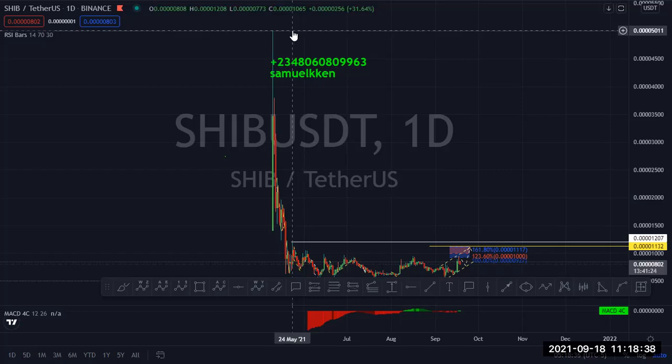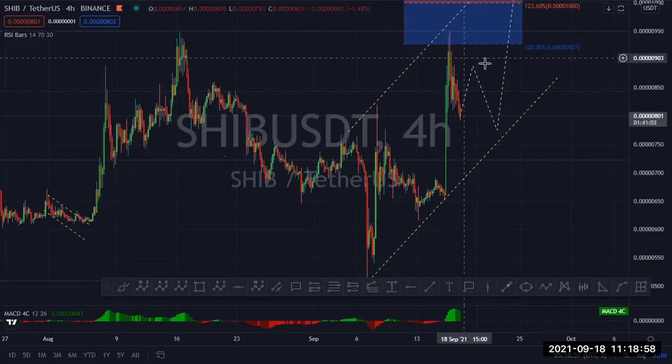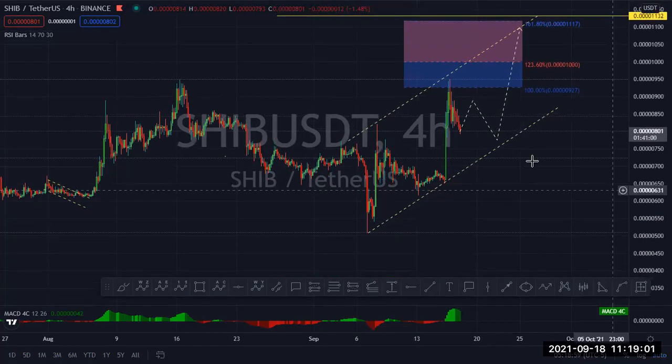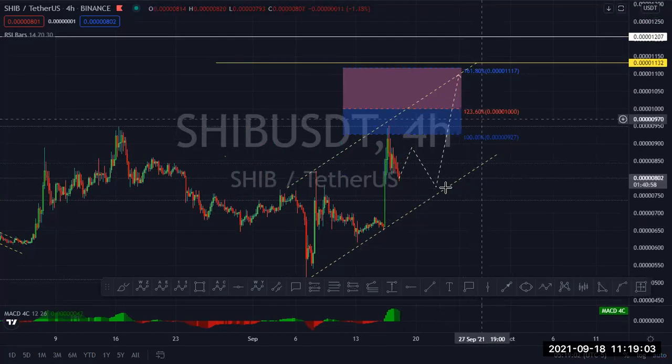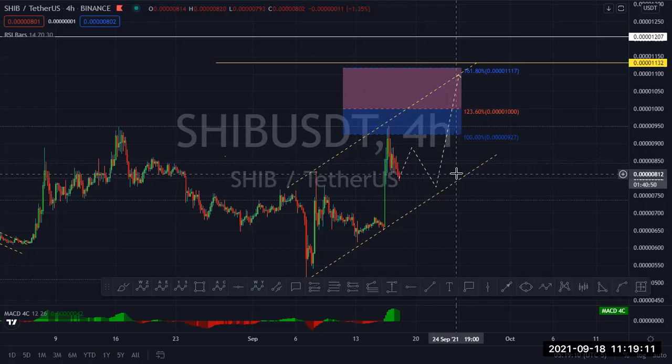We expect Shiba to come to this level again. 0.000. How much is this? 4 zeros, 499. Until Shiba comes back to this level, it is still not performing well. So until it comes to that level, for now, let's look at what happens within this channel. So maybe we might have this type of move again, it will help. Okay, if not, be patient on Shiba. I have a lot of Shiba. I will also be patient on Shiba.